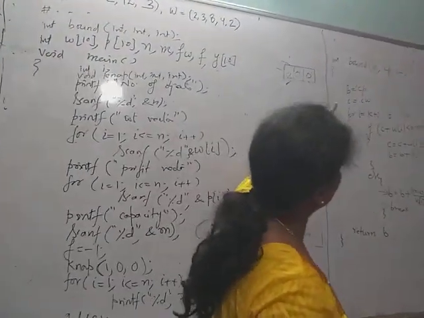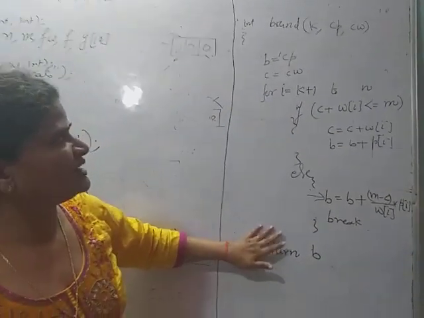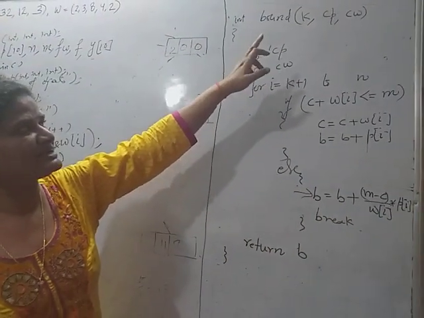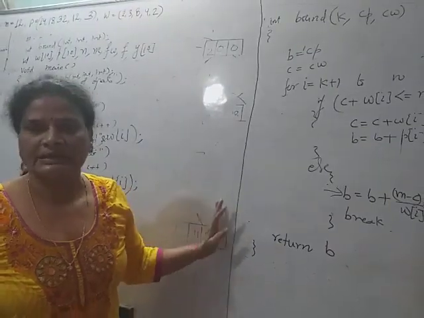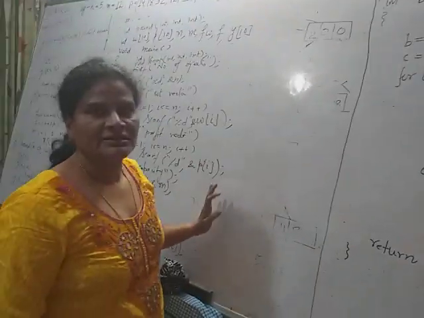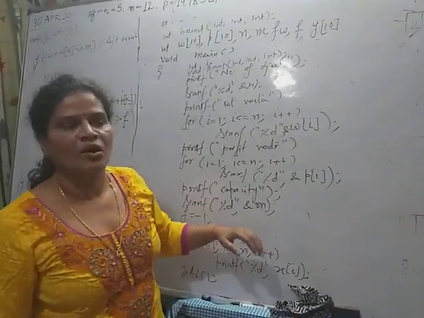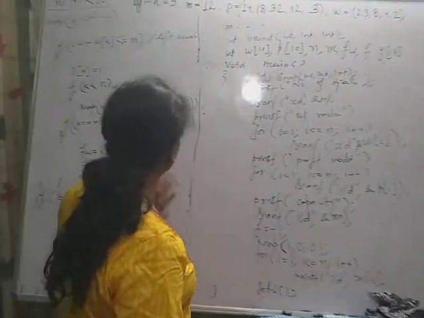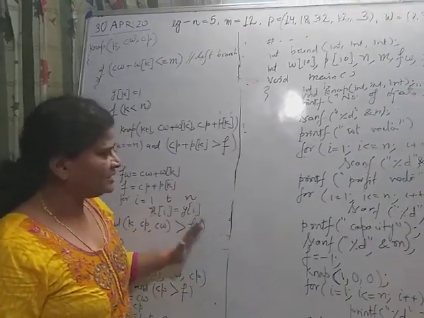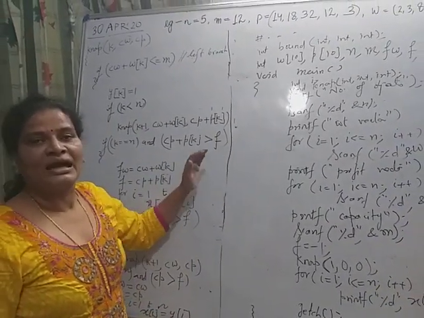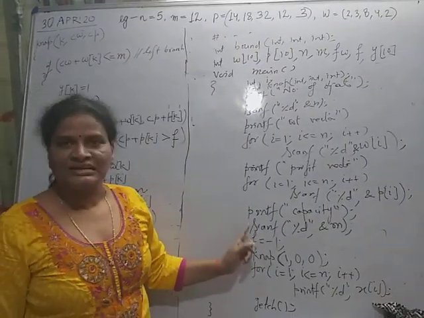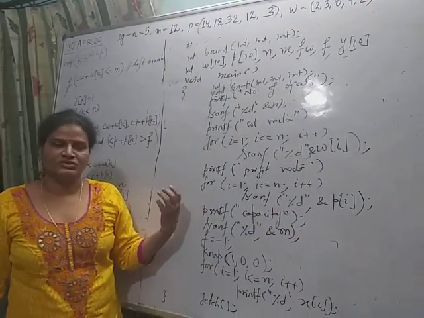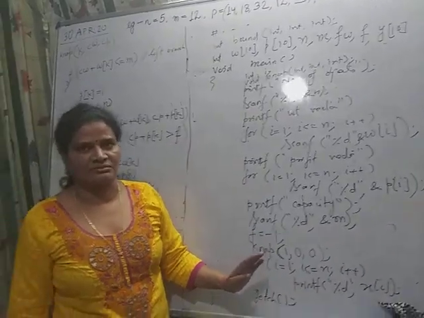In the bound function you take b and c as local variables, k is the object, CP is the current profit, and CW is the current weight. Now you can dry run this algorithm on all the previous examples I have discussed so far. I want you to dry run this algorithm by maintaining the stack and drawing the state space tree, and I will give you problems that you can solve using the backtracking algorithm. Okay, thank you.